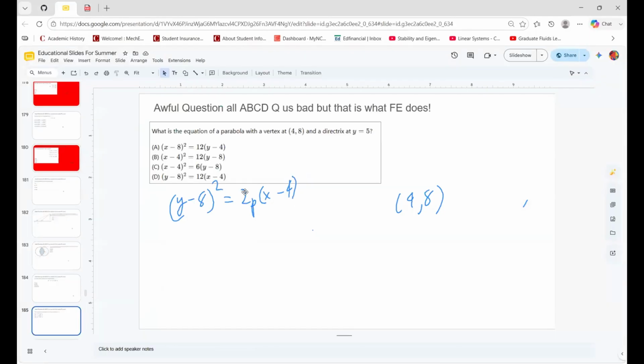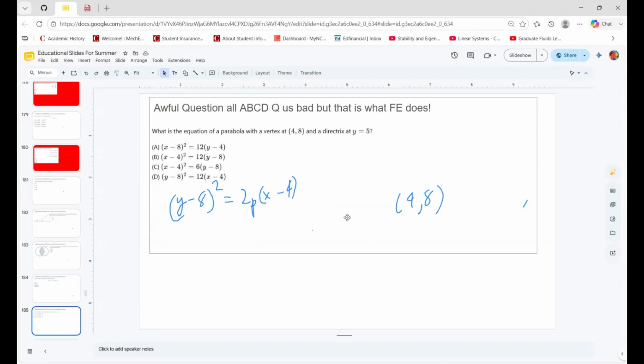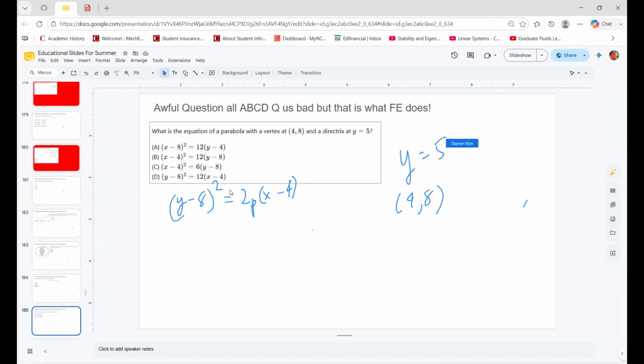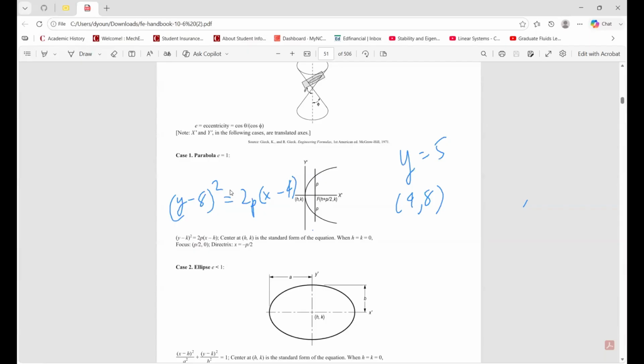X minus 4, 2p. So x minus 4. We can get rid of none of it, literally none of it, because all of them have it. So y equals 5 in the directrix. I don't know why they need this. We never really use this anymore. But if I remember correctly, the directrix is this line over here. So this P line is the directrix. So P equals P, right? Am I correct? And y equals 5, yeah.